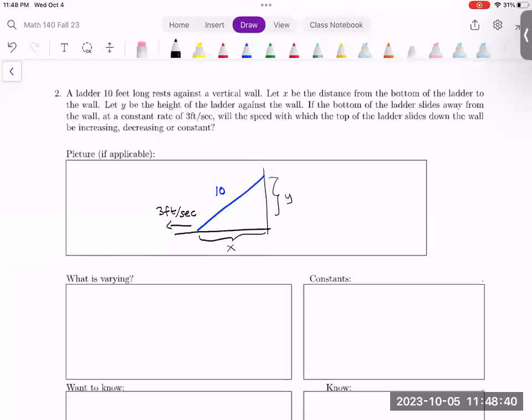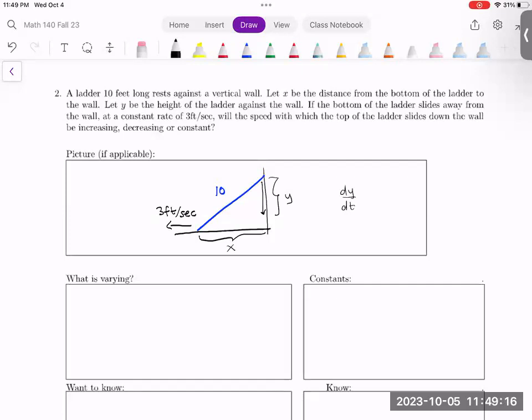So our X is increasing at this constant rate of 3 feet per second. And what we'd like to know is what's going on with the top of the ladder. Because the ladder is 10 feet, the top of the ladder is going to be sliding down the wall. We can see that our y value is going to be decreasing. But what about dy dt?